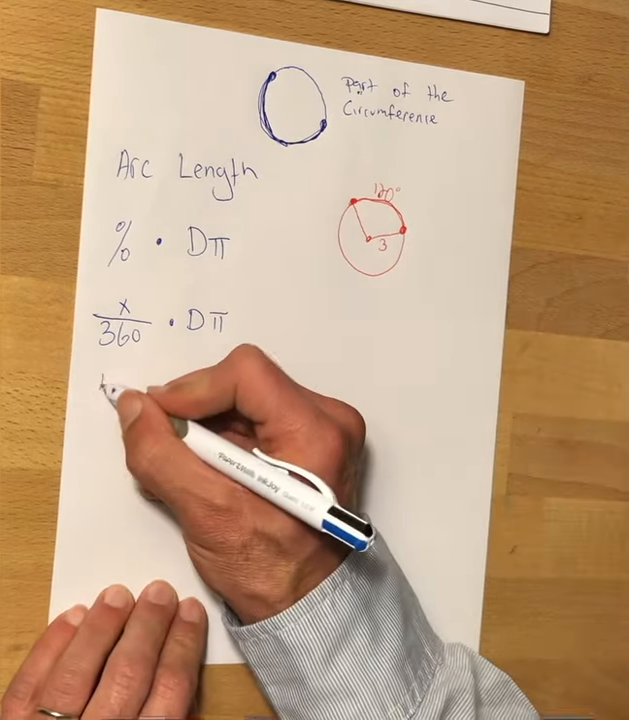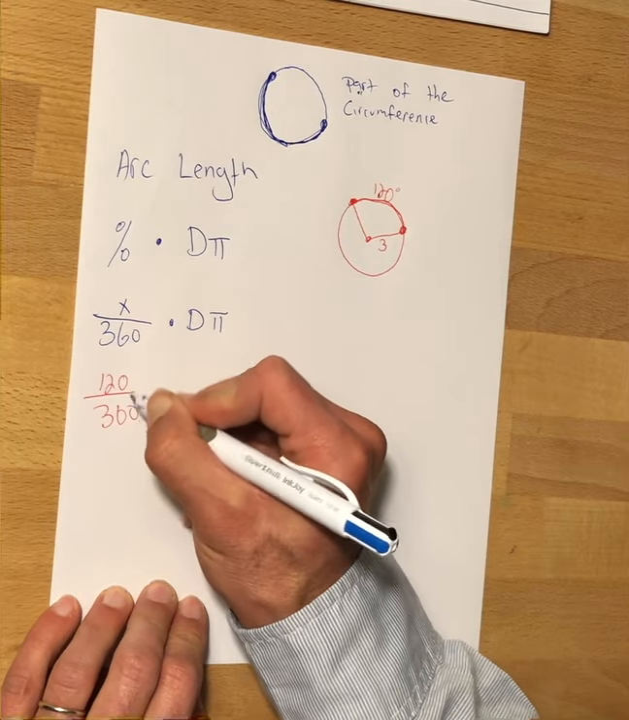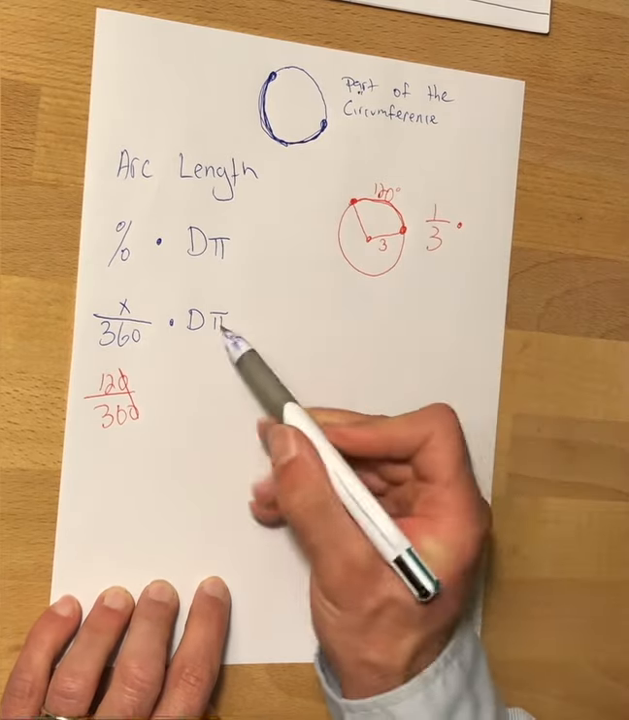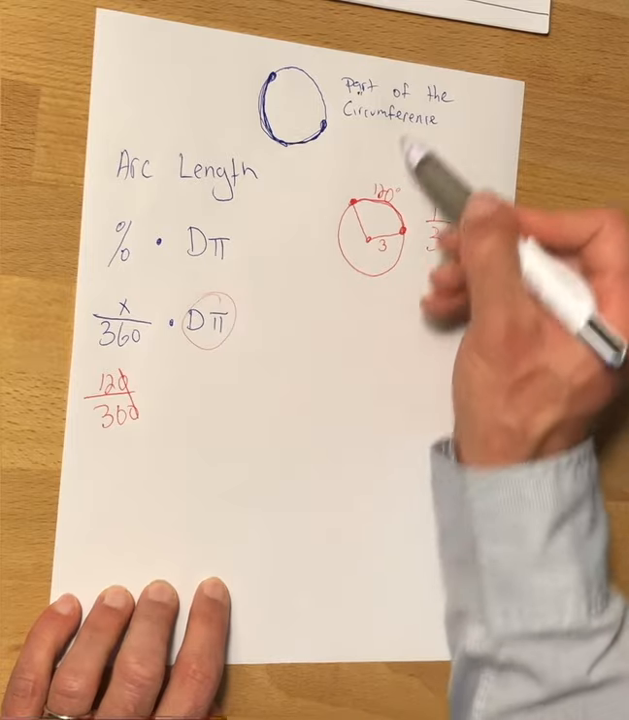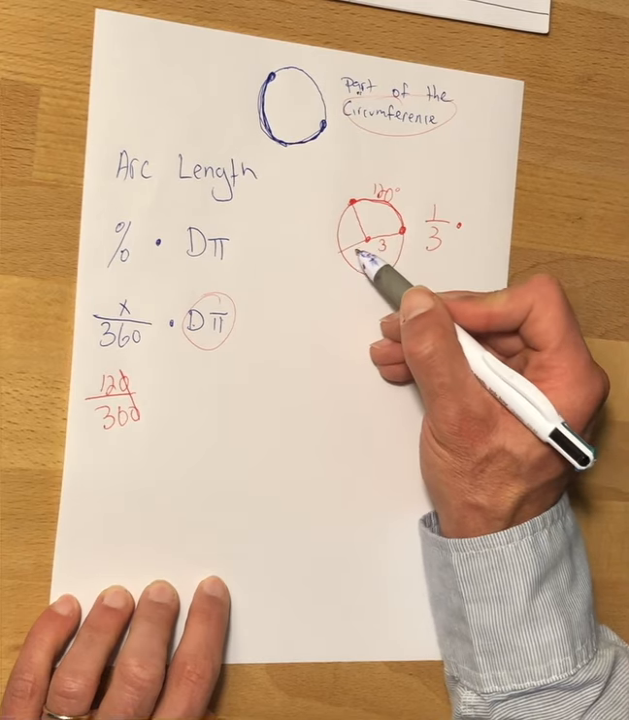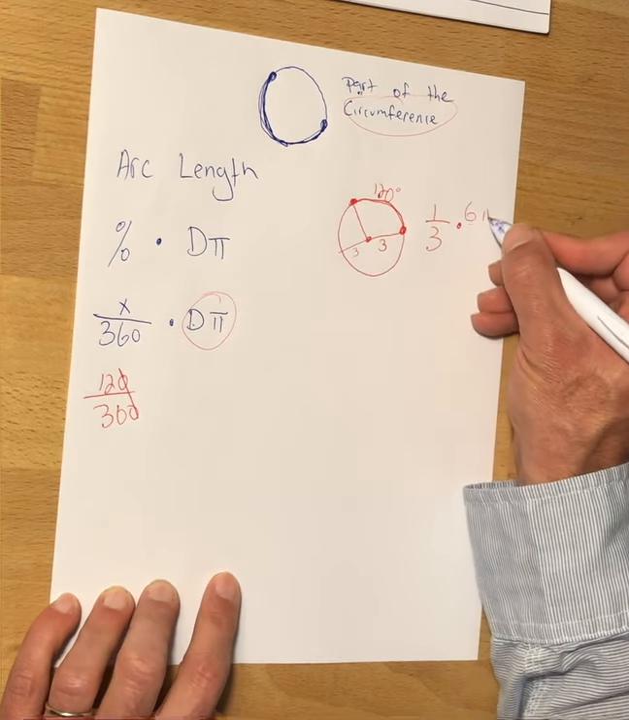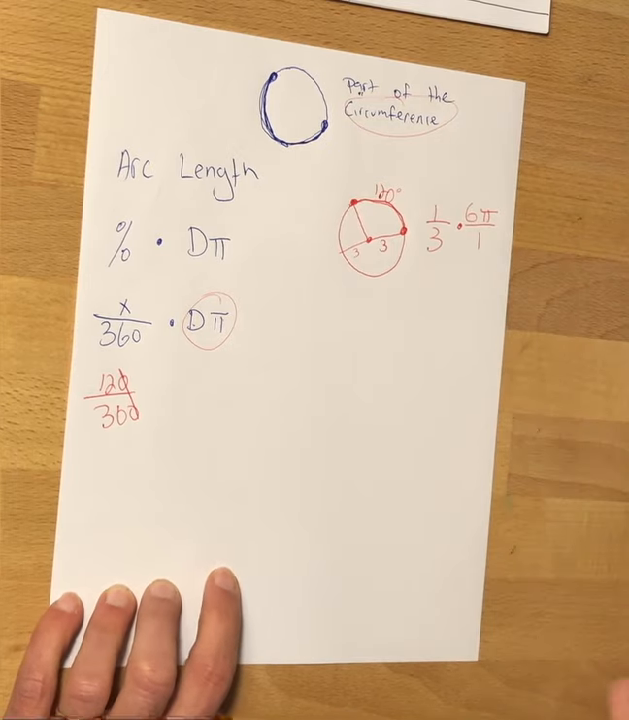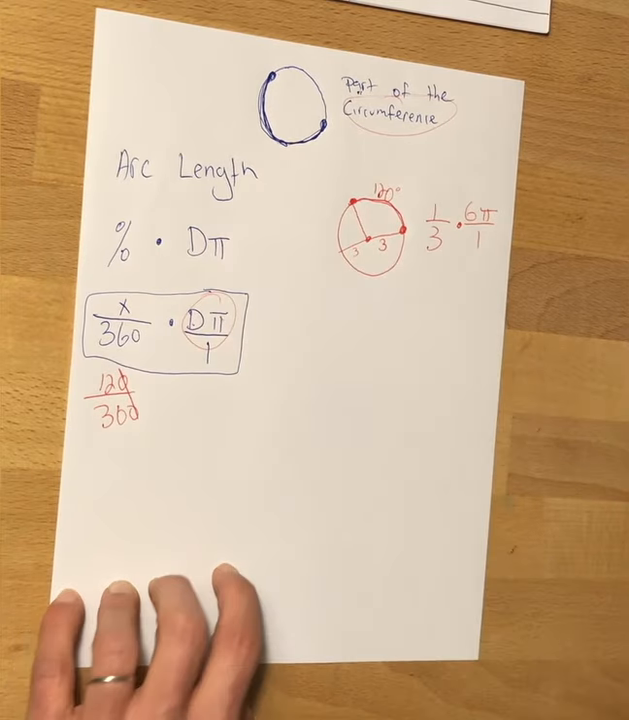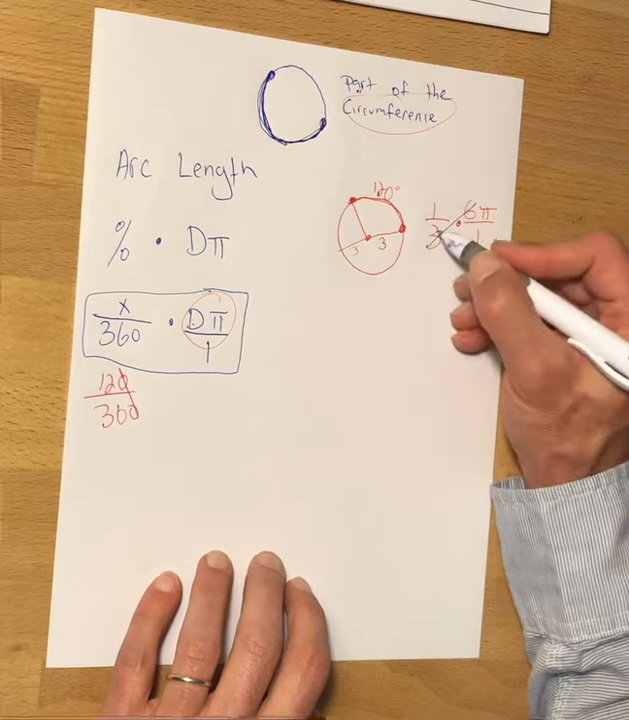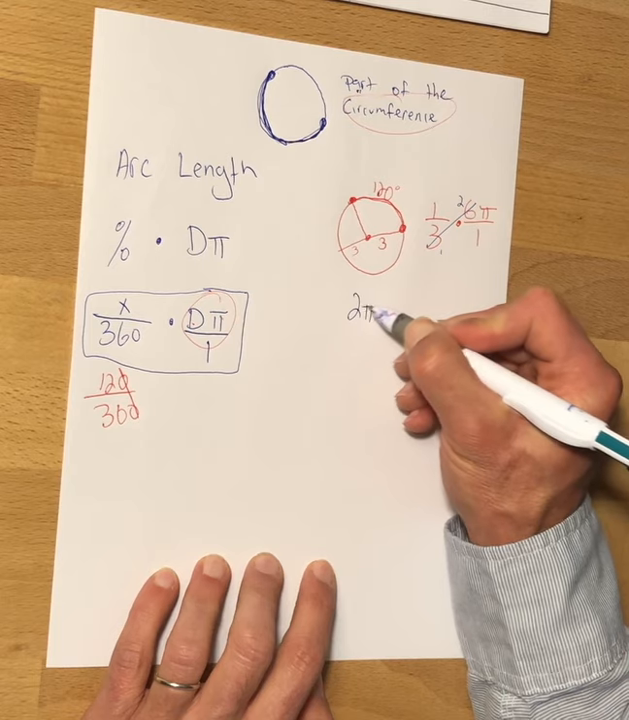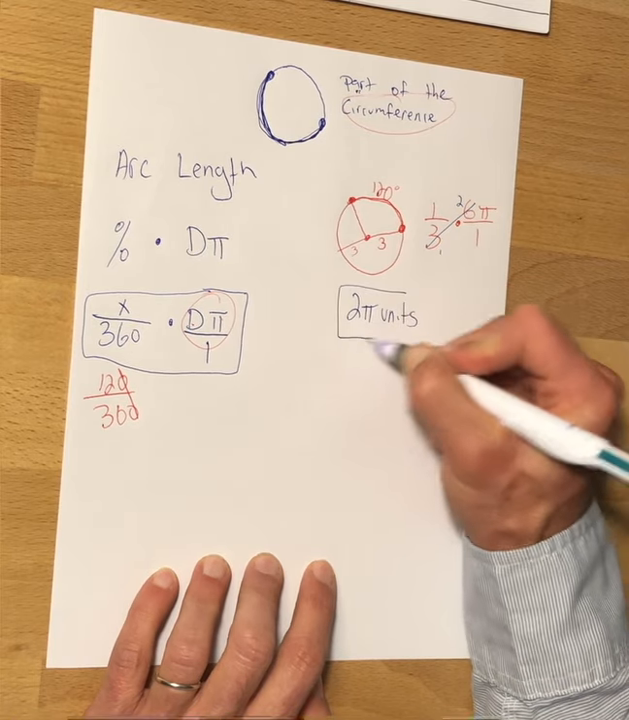So the first thing I would do is, same thing as I did before, 120 out of 360 reduces to 12 over 36, or 1/3. Times, remember I'm trying to find the circumference, which is my diameter times pi. If my radius is 3, my diameter would be another 3, which would be 6 pi. We're going to put it over 1. So think of the formula as this. Again, put it over 1. 3 and 6 reduce to 1 and 2. So the circumference, or I'm sorry, the arc length is 2 pi units.